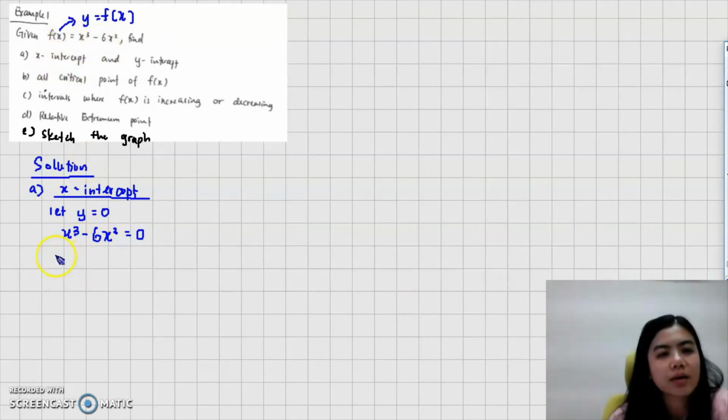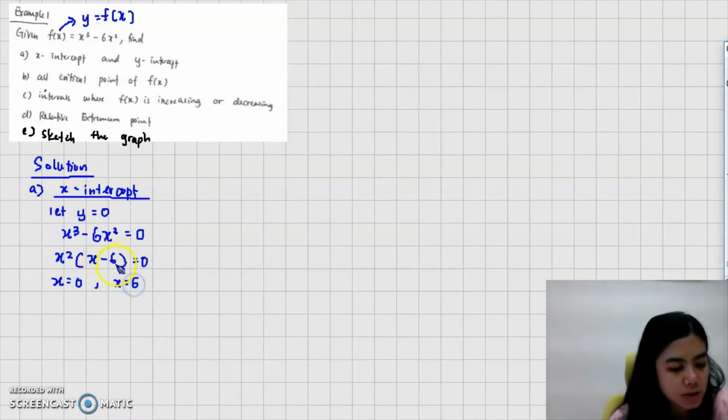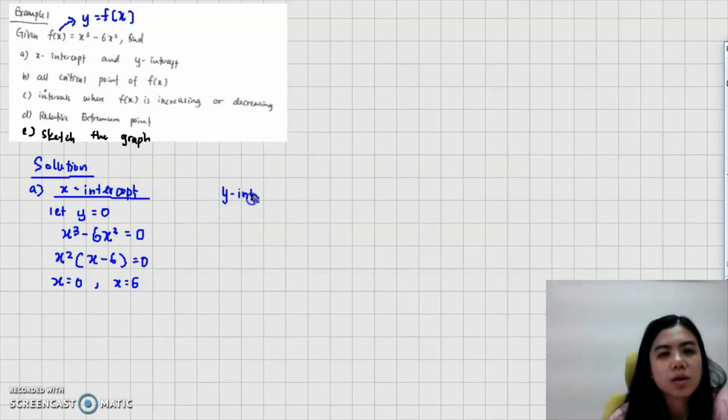This one you can factor out the x squared. When you factor out the x squared, what we have here is x minus 6 equal to 0. And then the result will be x equal to 0 and x equal to 6. That is our x-intercept. What happens to the y-intercept? Let's just look at the y-intercept.